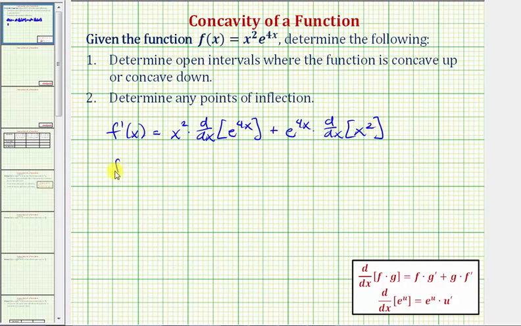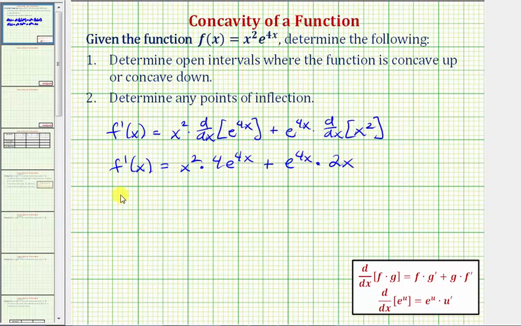Which means f prime of x is equal to x squared times, now to find the derivative of e to the 4x, we'll have to apply the chain rule. So the derivative of e to the 4x would be e to the 4x times the derivative of 4x, which is 4. So our derivative would be 4 e to the 4x. And then we have plus e to the 4x times the derivative of x squared, that's 2x.